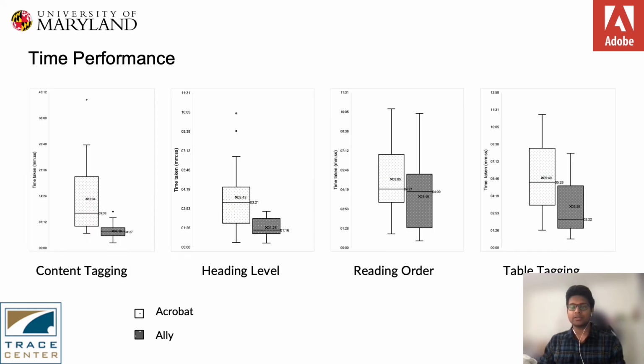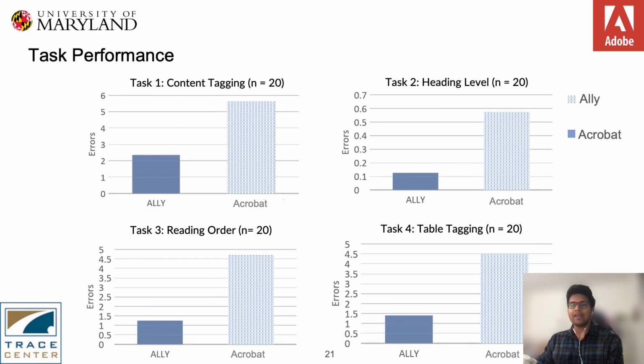Coming to the results, to evaluate time performance, we measured the time taken by participants to complete each of the 4 tasks. Overall, participants were twice as fast on Ali than Acrobat. We evaluated the task performance by calculating the number of errors remaining in the document after remediation. Overall, participants were roughly 3 times as accurate on Ali as opposed to Acrobat.